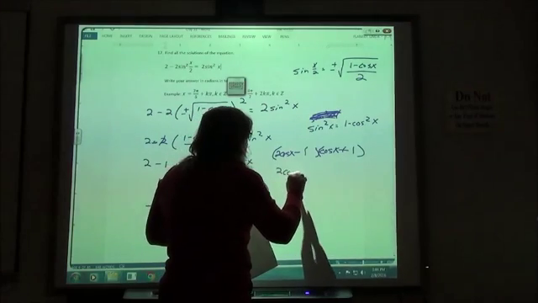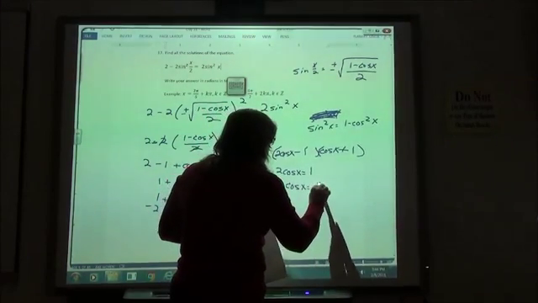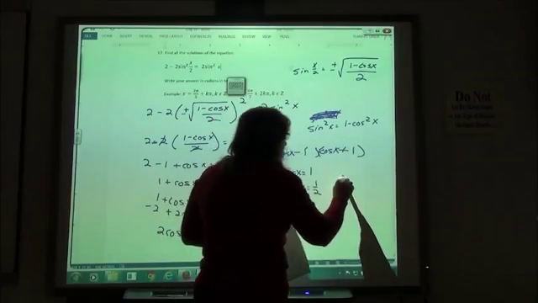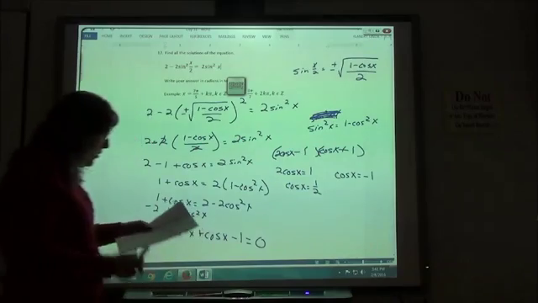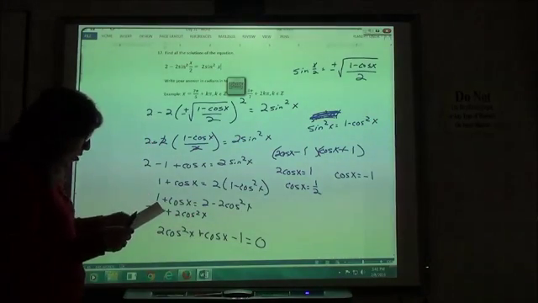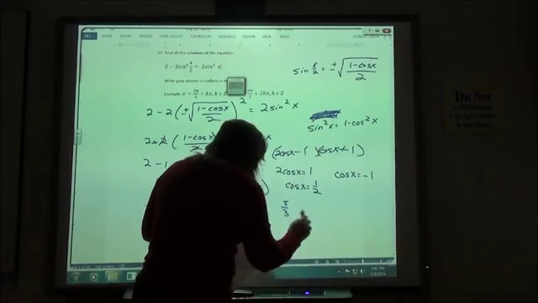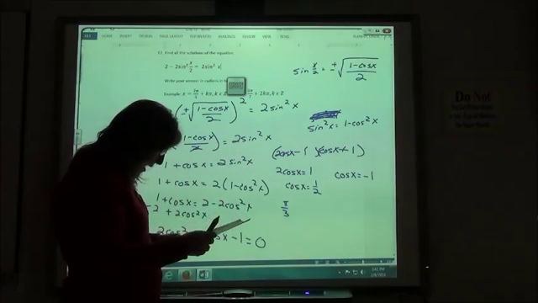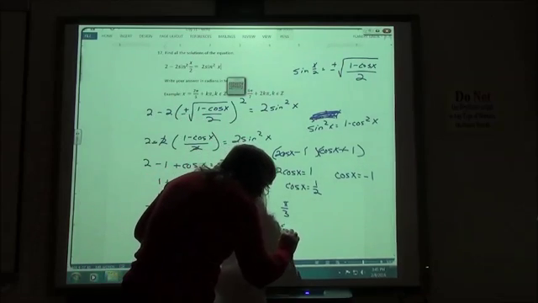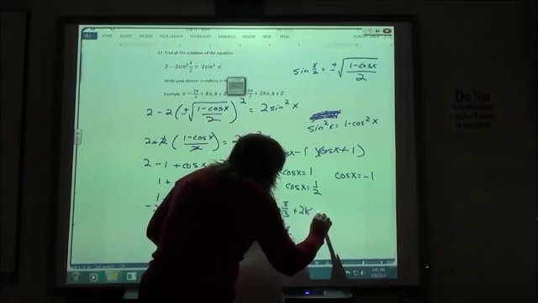So 2 cosine of x equals 1. Cosine of x would equal 1/2. Here, cosine of x would equal negative 1. Looking those up on our table, cosine of x equals 1/2 at pi over 3. Cosine of x also equals 1/2 at 5 pi over 3. Those are not 180 degrees apart, so they're both going to have the 2k pi.